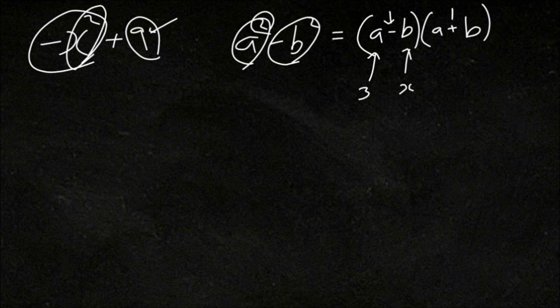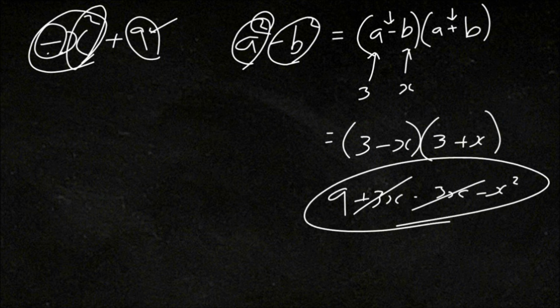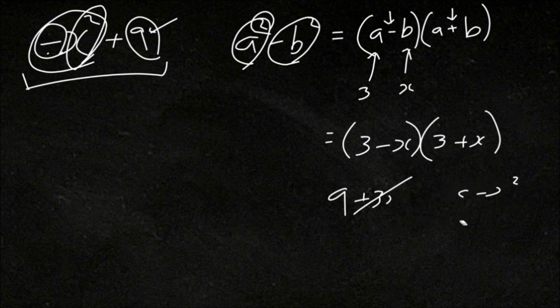The minus and the plus will lead to our minus we have. And so just rewriting this, we have 3 minus x, 3 plus x. That leads to our 9. The 3x's cancel as we just discussed, and we end with minus x squared, which is our original equation. And we'll look at a final, more difficult example.